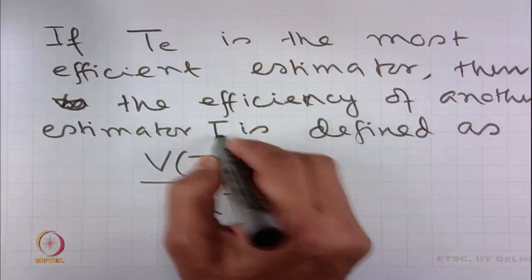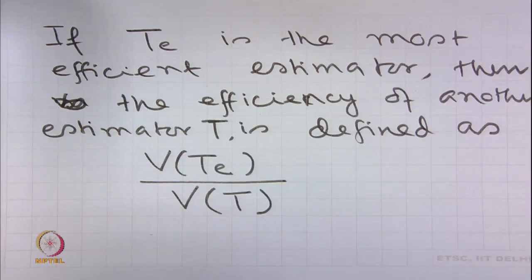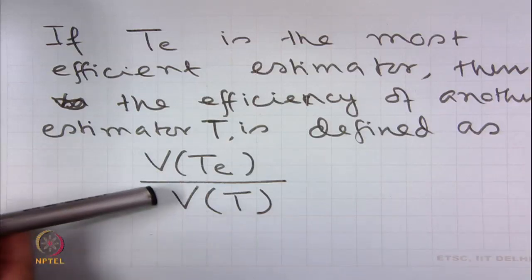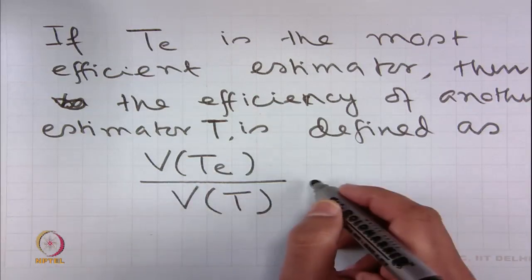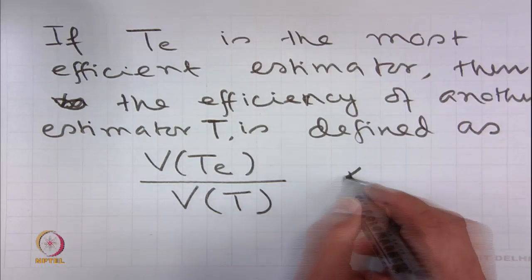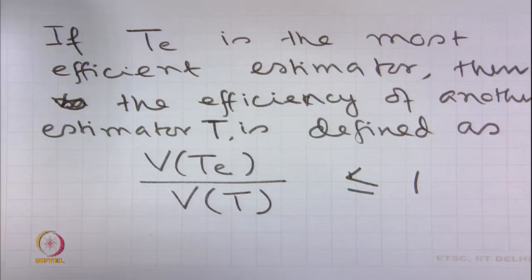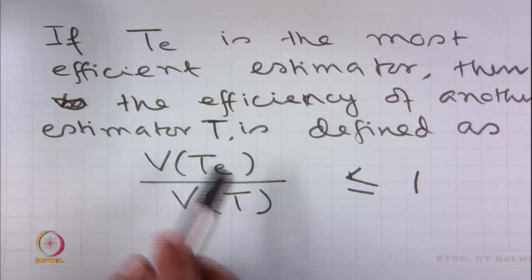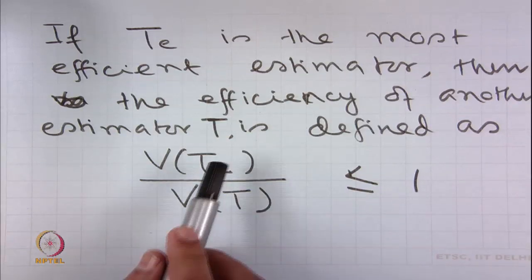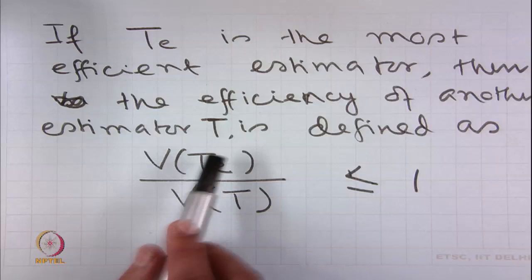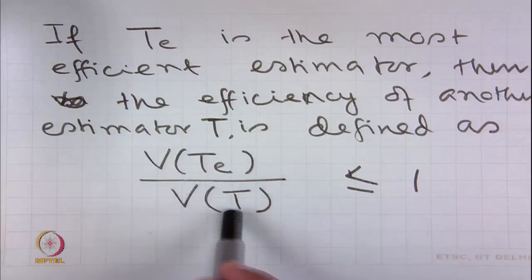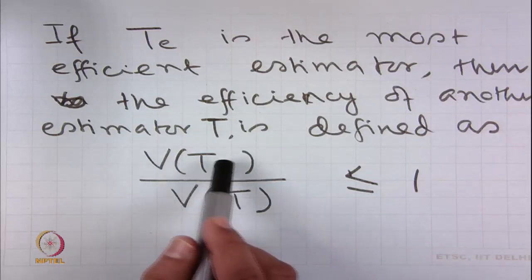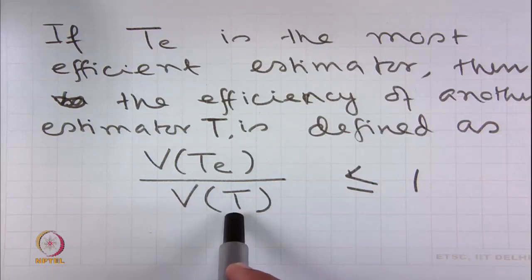So, if T is any estimator, then its efficiency is measured by comparing its variance with the minimum variance estimator. Obviously, this is less than or equal to 1. It is 1 if we are looking at some estimator T whose variance is equal to the variance of Te. Otherwise, it is more than the variance of Te, and therefore, this value has to be less than 1.